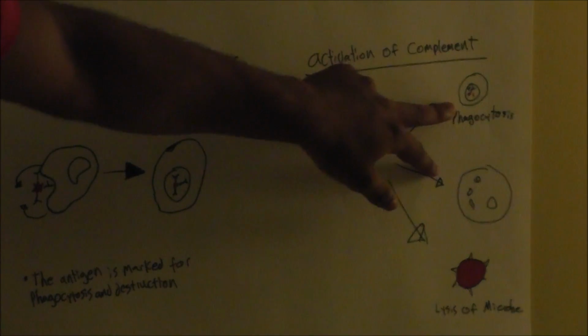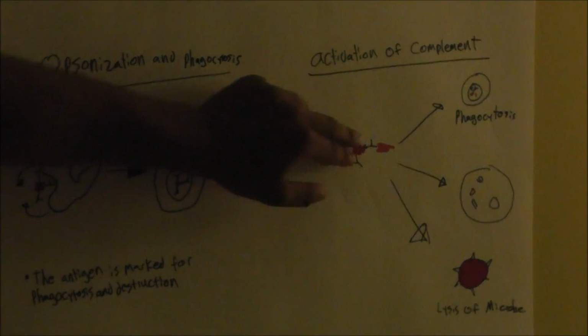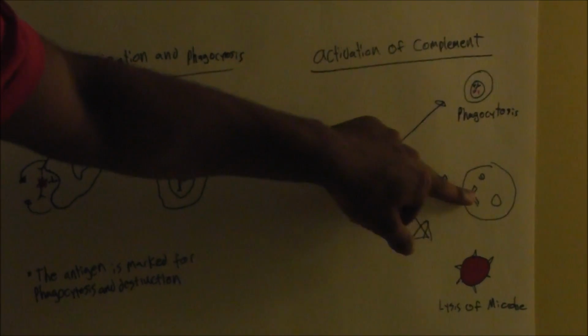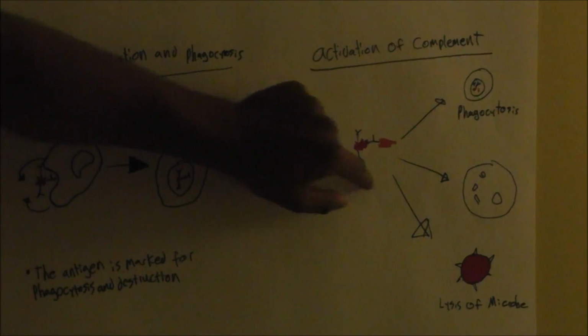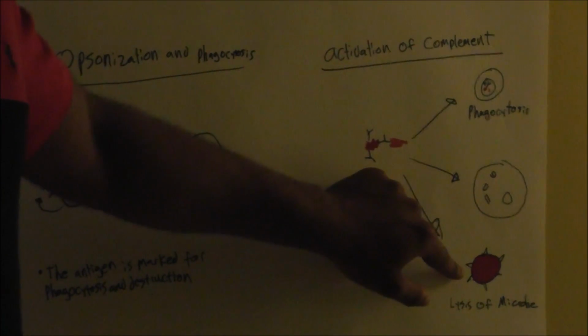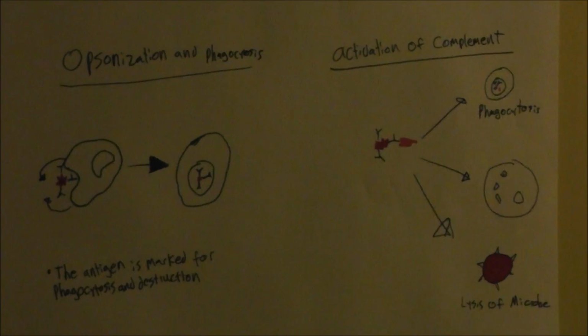This is phagocytosis, where it will consume the cell. This is where it swells up with water to help isolate the cell. And this is the lysis of the microbe, which is basically self-destruction of the microbe from the inside.